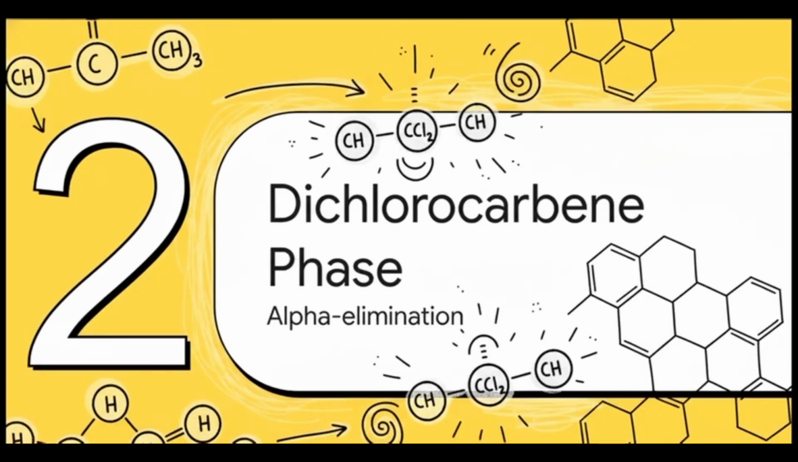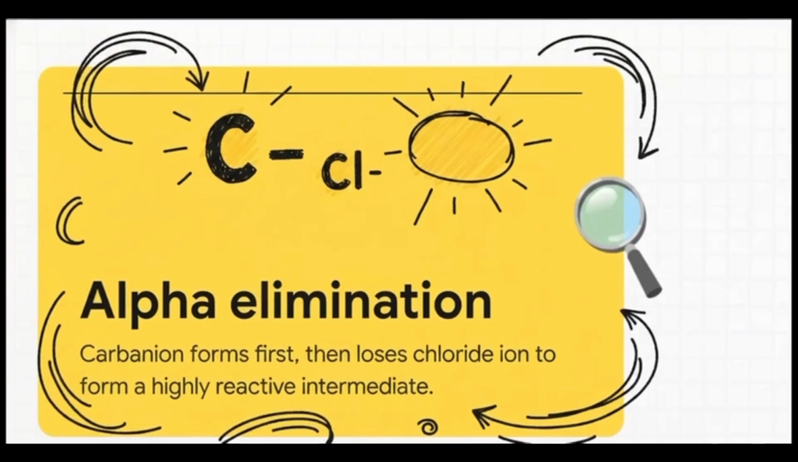Moving right along to Section 2, creating dichlorocarbene intermediates. This is the alpha elimination phase. To truly grasp the carbylamine reaction, you absolutely have to understand alpha elimination. This is a massive favorite for examiners to test. Alpha elimination is a reaction pathway where a carbanion is actually formed in the very first step. That carbanion then subsequently loses a leaving group, which in this case is a chloride ion, to form a highly reactive intermediate. So let's take a look at exactly how this plays out with our specific reagents.